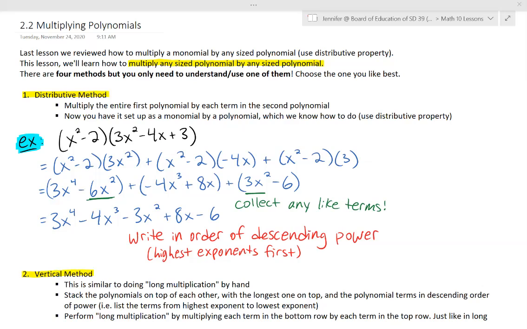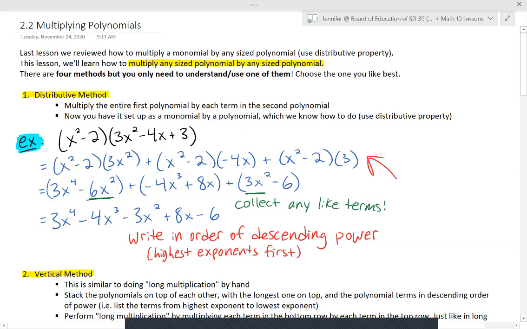How you use this method is you multiply the entire first polynomial by every single individual term in the second polynomial. Once you have it set up this way, then you just have monomial multiplication by a polynomial, which we already know how to do. So in this first step, you see that I have x squared minus 2, whatever the first polynomial is, and that gets multiplied by the first term in the second polynomial. And then I have it written again times the second term, and then again times the last term in the second polynomial.